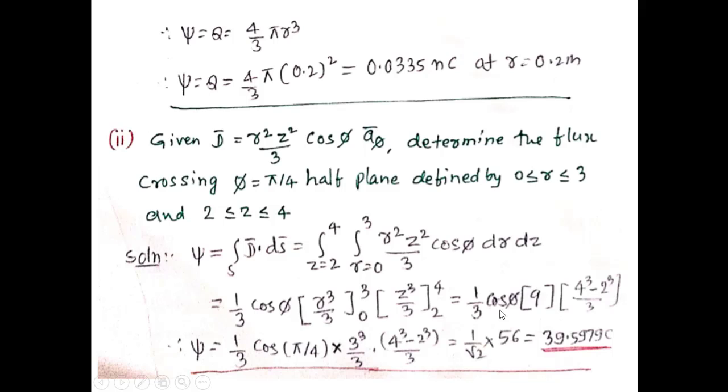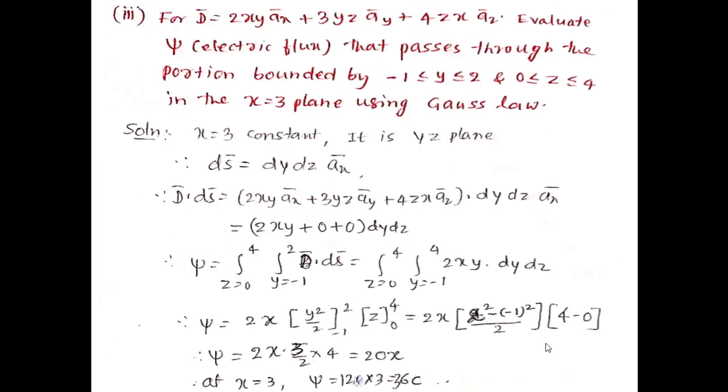If you substitute the values, you get 1 by 3 cos phi, at phi equal to pi by 4, times 3 cube by 3 into (4 cube minus 2 cube) by 3. Cos pi by 4 is 1 by root 2, into 56, is equal to 39.5979 coulomb. Next problem, D bar is given as 2xy ax bar plus 3yz ay bar plus 4zx az bar.